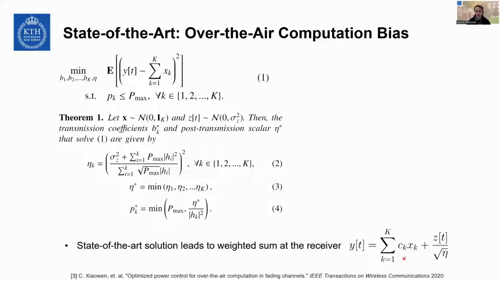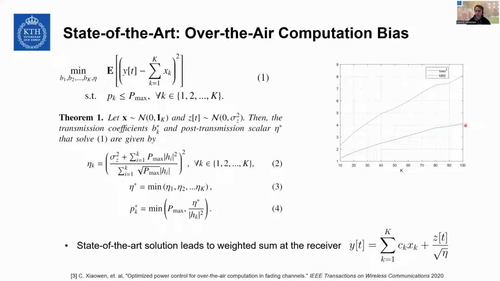However, this solution still has some weights in front of the xk. So the mean squared error is low, but we still have some bias in our estimator. In fact, if you do just a simple simulation with this precise scheme, you can see that the squared bias approximately comprises half of the mean squared error. So it is quite a significant amount of bias in over-the-air computation systems.